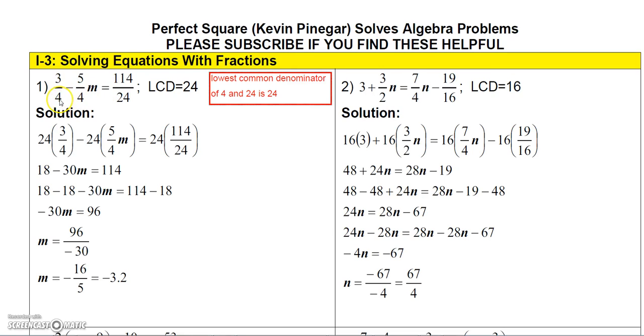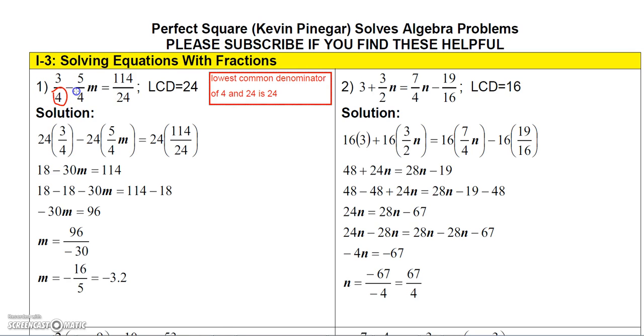On these problems, we're now going to have fractions throughout the problem. And so what we're going to do now is we're going to eliminate these denominators. So in order to eliminate these denominators, what we have to do is we have to multiply each term by what's called the lowest common denominator of these three denominators.